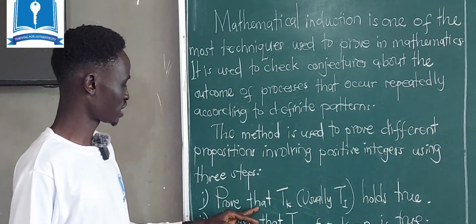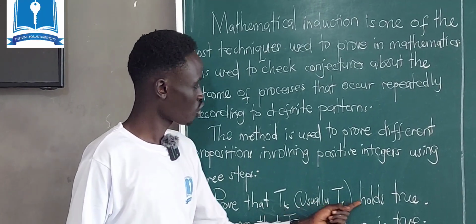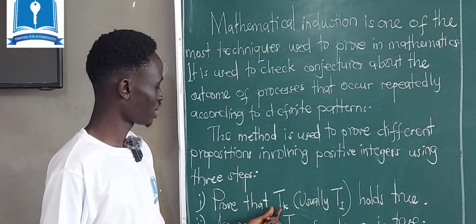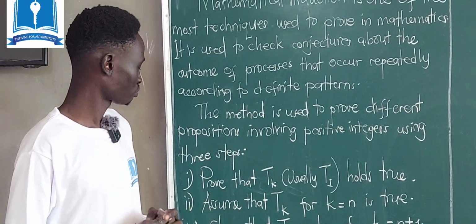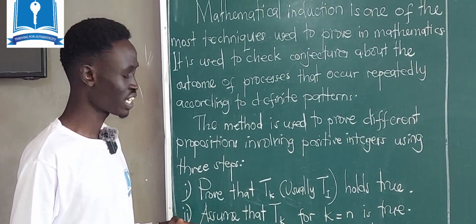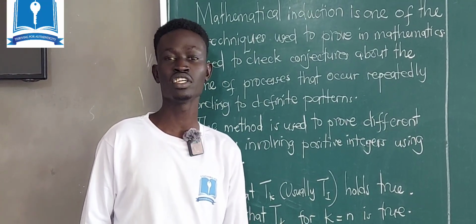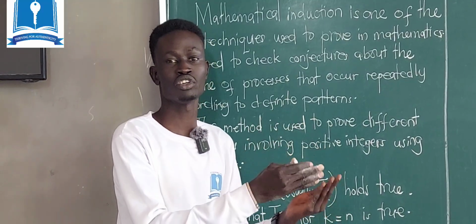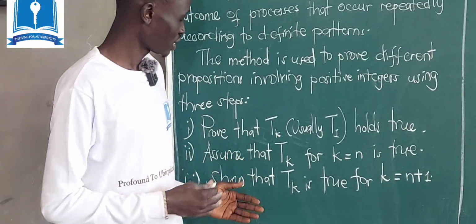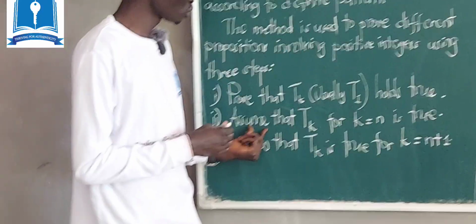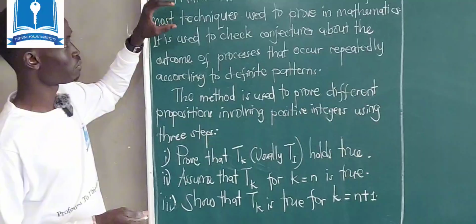The first step is to prove that it is true for the first case, k equals 1. It is always true for the first. Then the second step is the assumption. You can assume that this may be true, but later on in step three you can prove the assumption made in step two. So in step three we simply show that what we assumed in step two is real. Now let us see how we can prove some numbers.